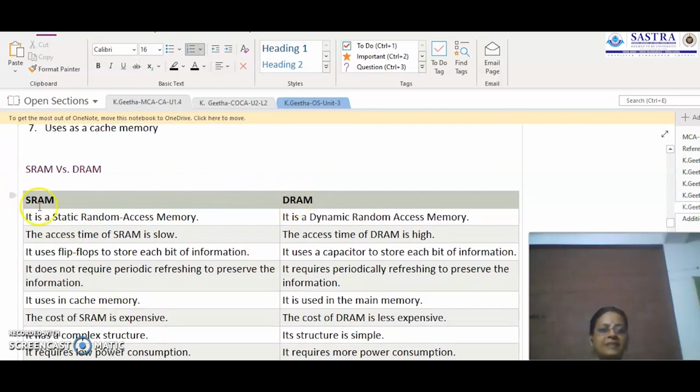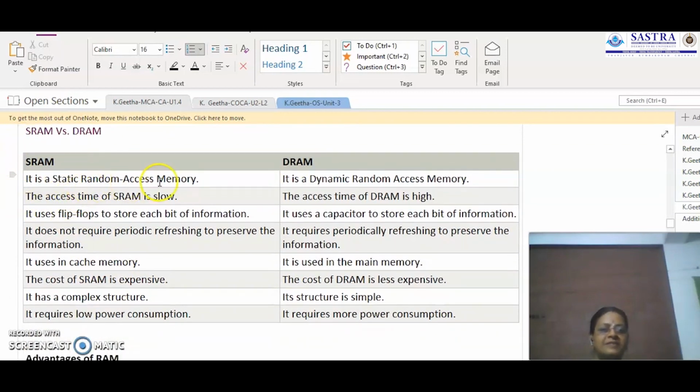As the name implies, SRAM stands for static random access and DRAM stands for dynamic random access. Of course, the access time is going to be slow here, whereas it is high here. The basic component used here is a flip-flop, whereas here we use capacitors. Because SRAM is not using capacitors, it needs no refreshment. Whereas if capacitors are used, the charge is going to be lost, so we have to keep on periodically refreshing, so then only the content will be preserved.